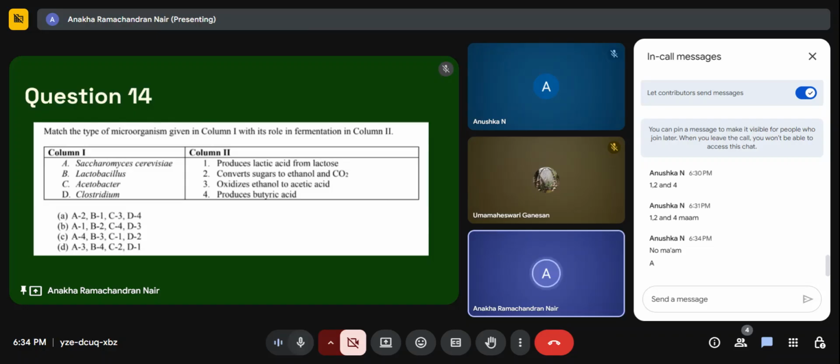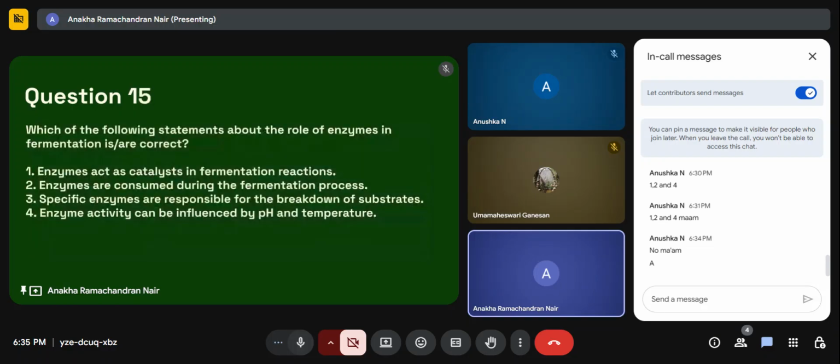A. So yes, let's see what the answer is. So Saccharomyces cerevisiae does convert, like we were talking about, baker's yeast converts sugar to ethanol and CO2. That's why they use it in the production of wine, etc. Right? Lactobacillus, as the name itself is suggesting, is going to produce lactic acid from lactose. Acetobacter, again, as the name is indicating, will oxidize ethanol to acetic acid. That's how you get vinegar, etc. Right? And Clostridium will produce butyric acid. Right? So you are correct. So I'm assuming there are no doubts in this. Let's move on to question number 15.